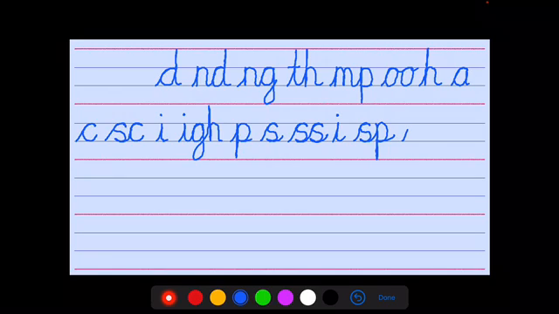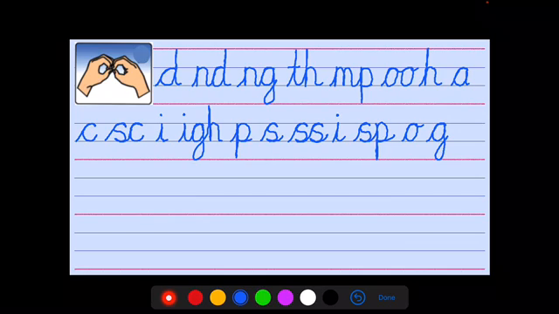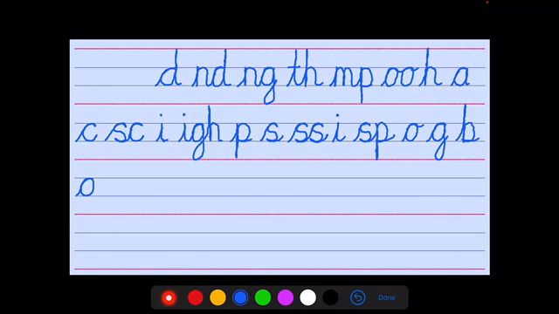O. O is O. G. G is G. B. B is B. O. O is O. Kt. Kt is C, T. A. A is A.